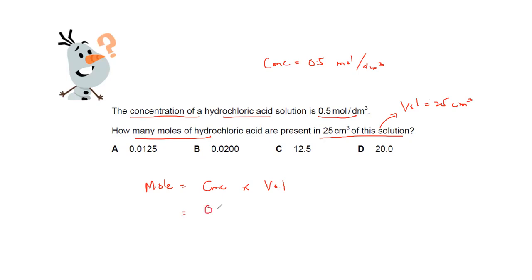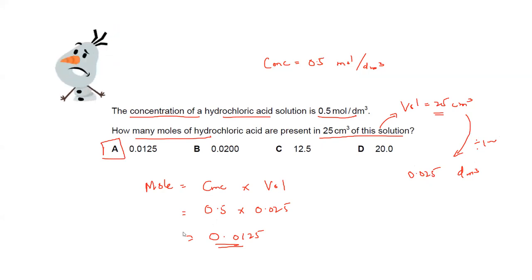The concentration is 0.5 and the volume is 25, but that's in cm cube. You have to convert into dm cube, so divide by 1000, so 25 divided by 1000 is 0.025. So when you multiply these two numbers, 0.5 multiplied by 0.025, your final answer will be 0.0125. So it matches with option A. Is this example clear?